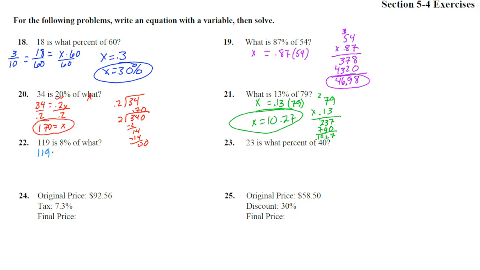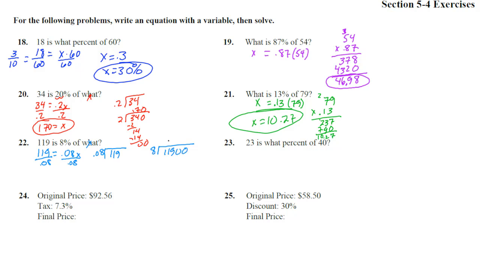All right, number 22. 119 is 8%. Now remember that's 0.08. There we go. 0.08 of what? That's our x right there. We got to divide by 0.08. Oh boy, long division here. 119 divided by 0.08 is the same as 119 with just 8 going into it. We moved it 2 places. We got to have 2 decimal places there.